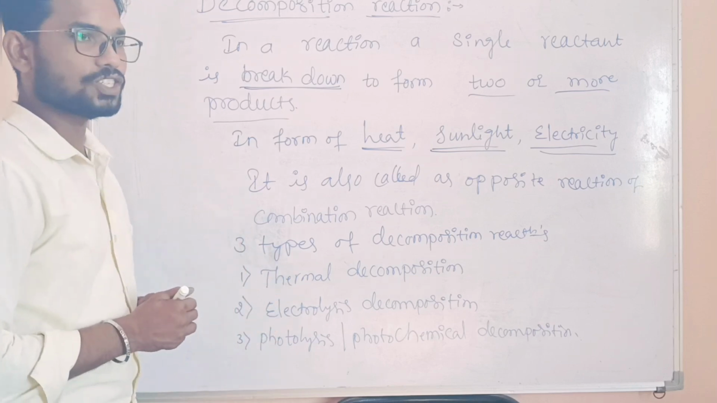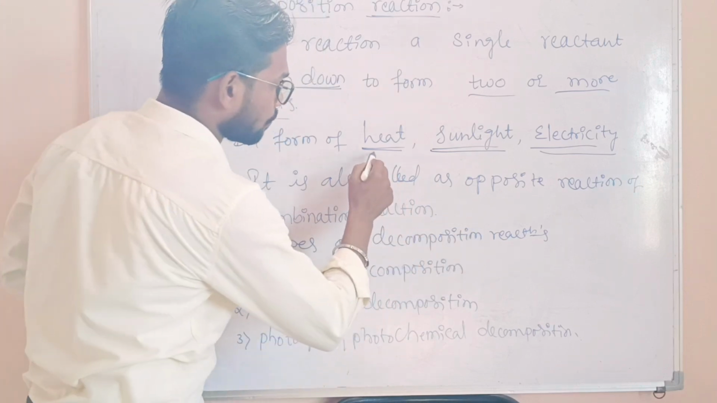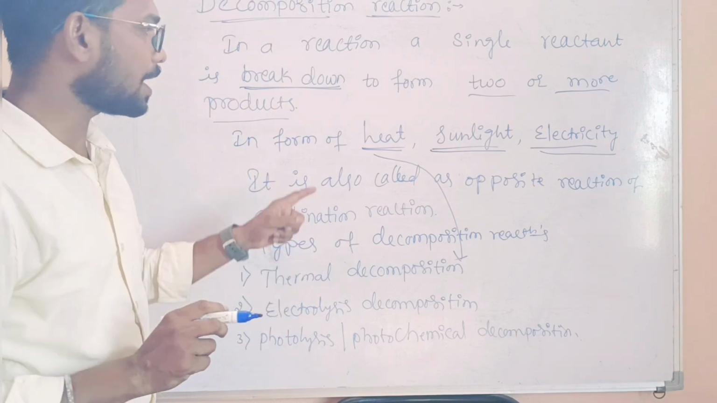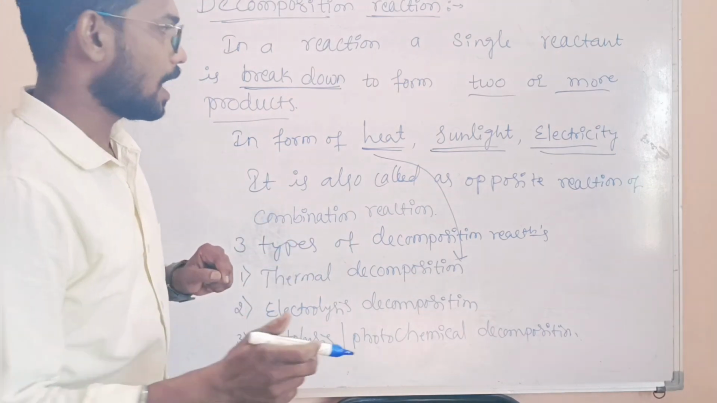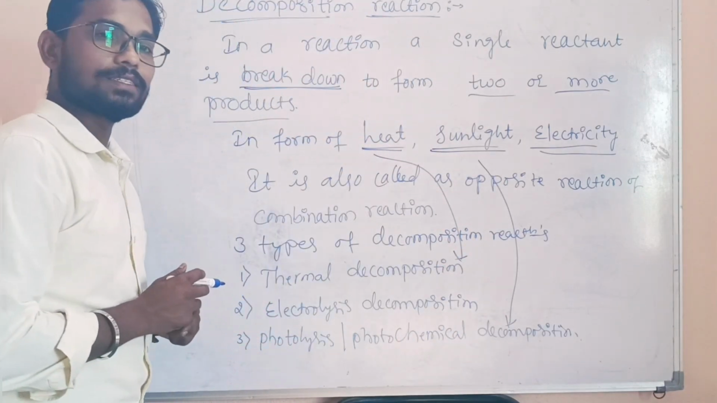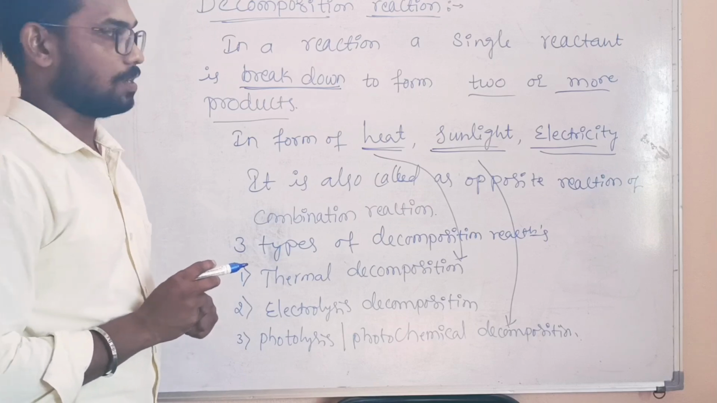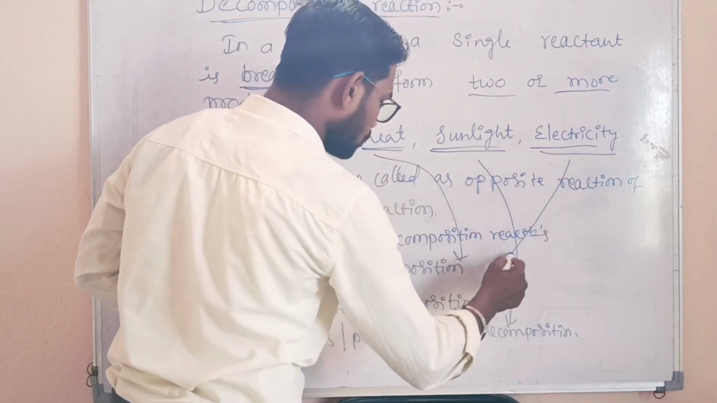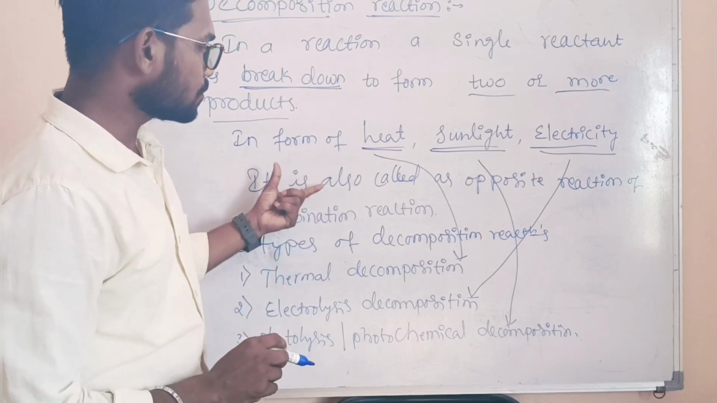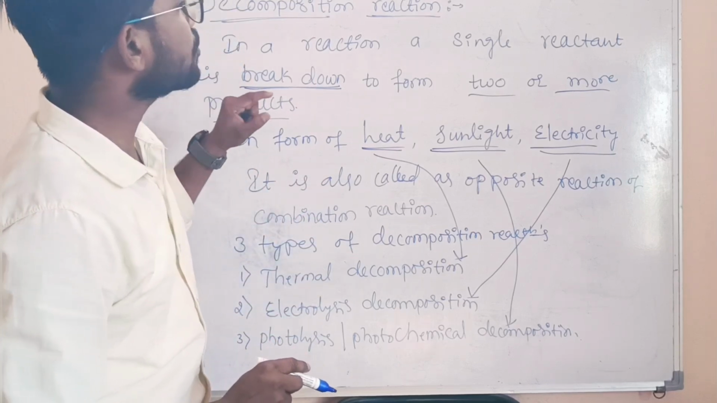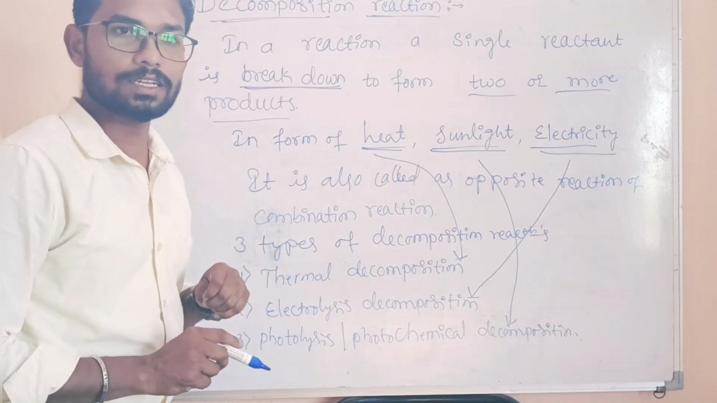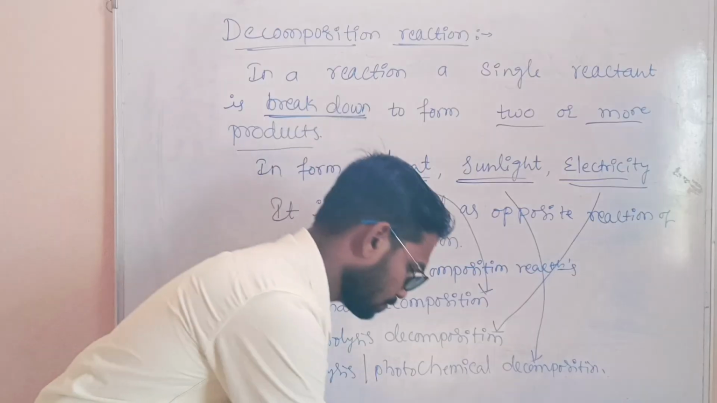Thermal decomposition means the heat we supply to break down the reactant. Sunlight means photolysis or photochemical decomposition. And electricity means we pass electric energy to break down the reactant. So the decomposition reaction undergoes three types, and we will study them one by one.